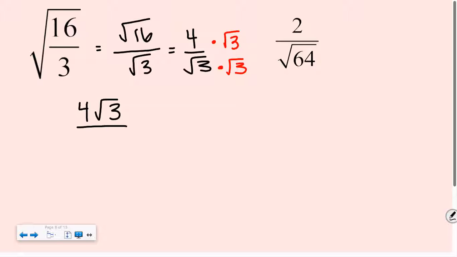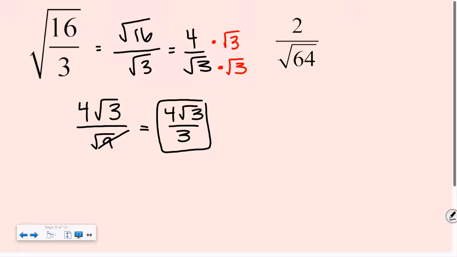In the denominator, I've got square root 3 times square root 3. They're both under the square root symbol, so I can multiply 3 times 3 and I get the square root of 9. Which is great, because what's the square root of 9? 3. So I've gotten rid of the square root symbol in the denominator. Up top, it stays 4 square root 3. Now we would be done here. I can't do any more simplifying to that fraction.